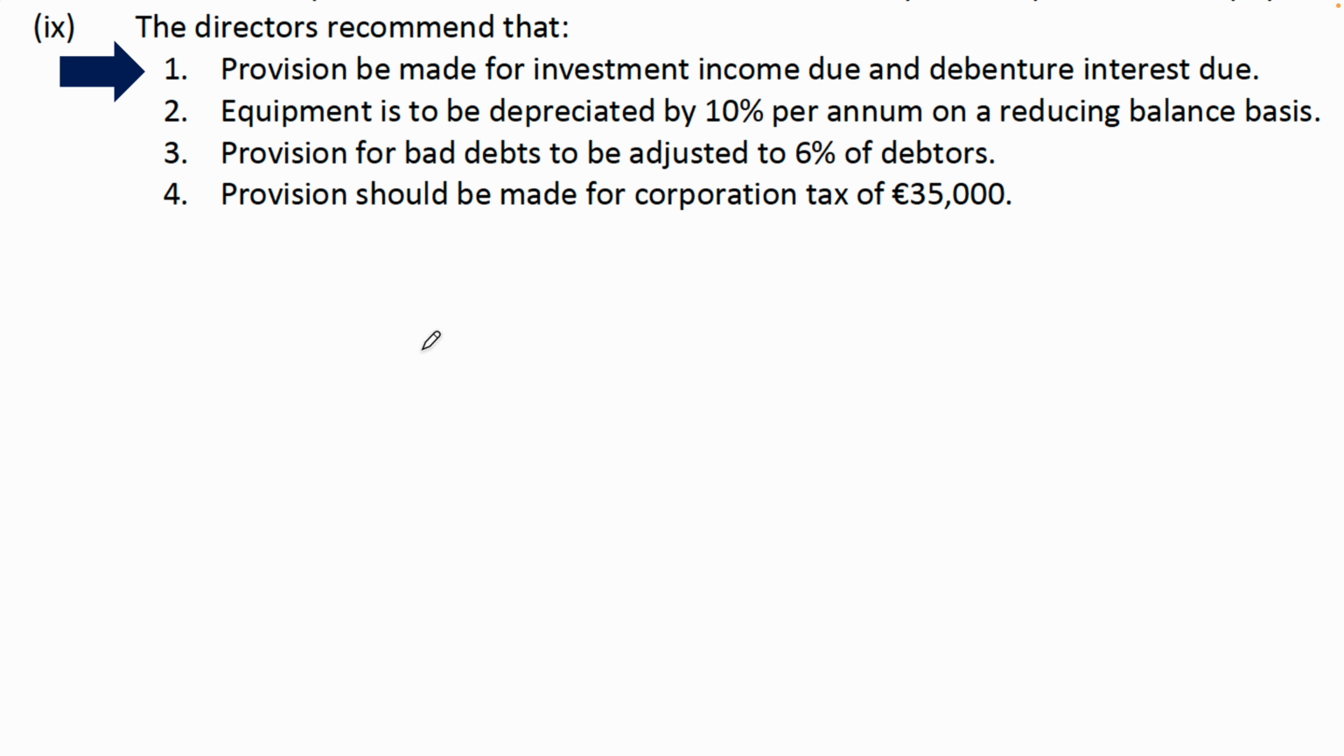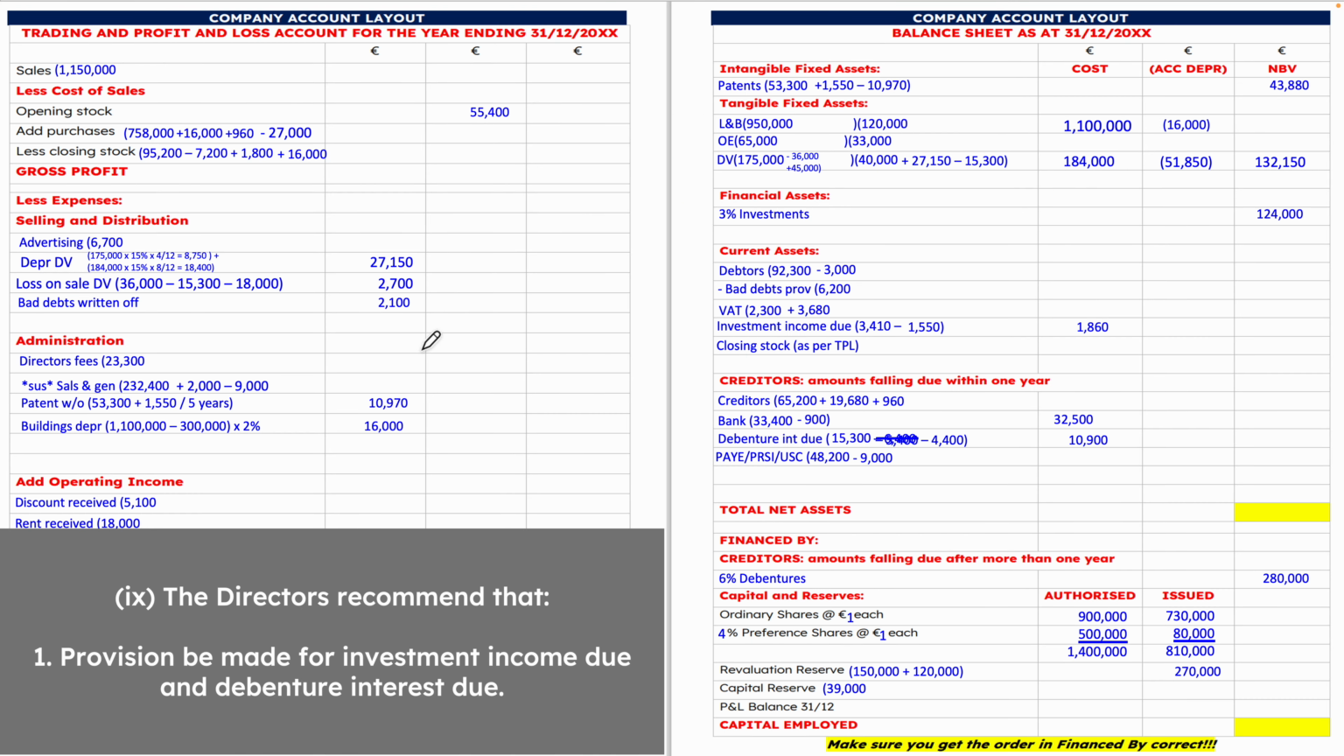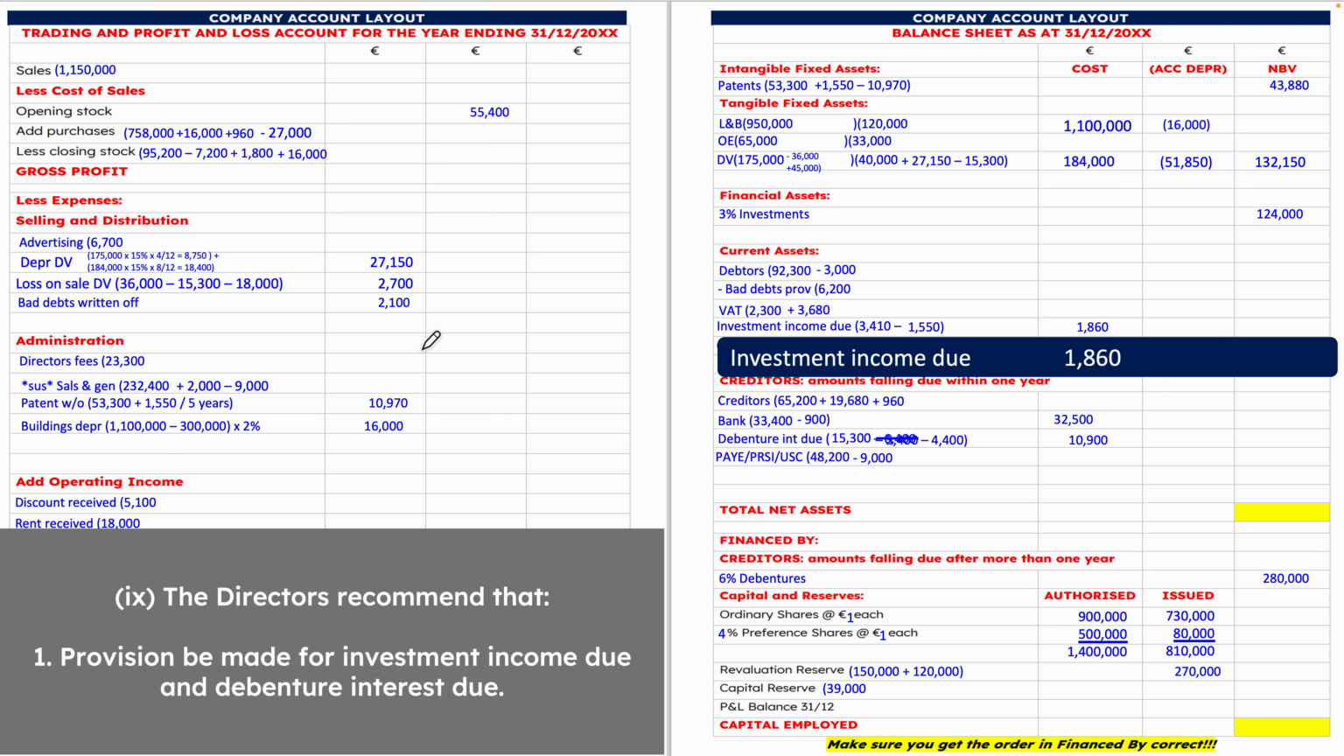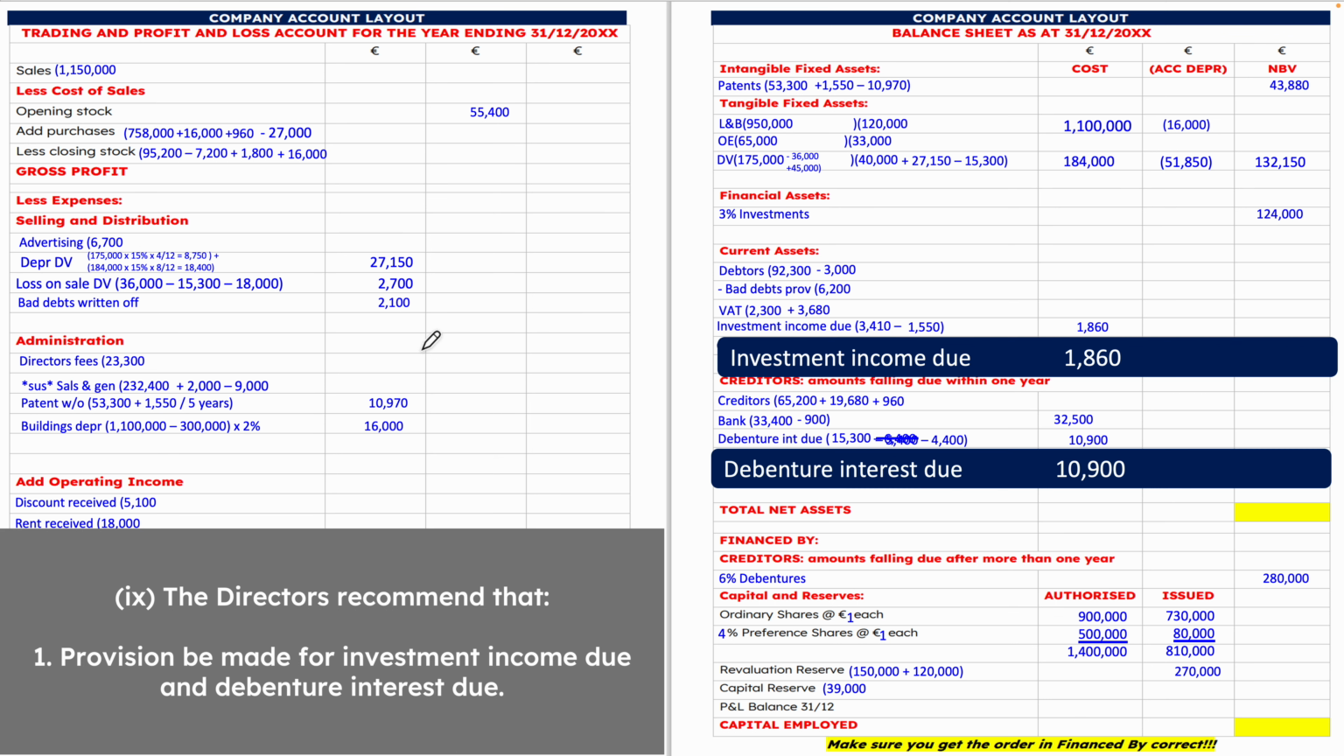Now, the last adjustment, it's got a few things that we have to do here. So the directors recommend that, number one, provision be made for investment income due and debenture interest due. Okay, well, this is lovely and easy for us because we've already done the majority of the work here. All we have to do is take out our calculators and calculate what is left. So we already had investment income due 3,410 for the year, minus 1,550 that we had received up in the patents, and now that's 1,860.